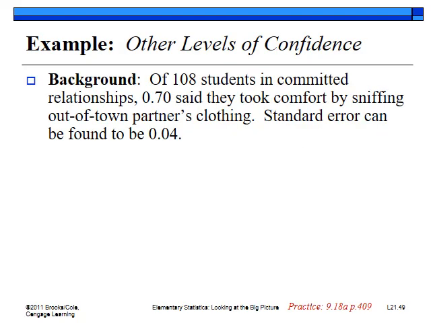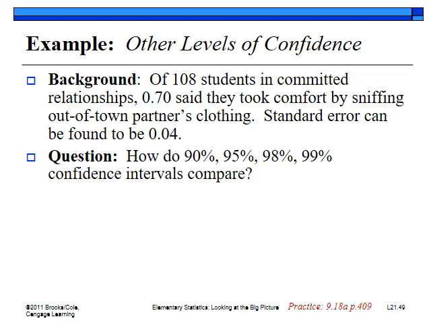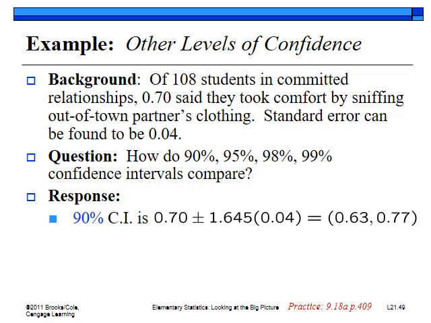Here's an example. If we've got a sample of size 108, these are students in committed relationships, 70% said they took comfort by smelling their out-of-town partner's clothing. If we compute the standard error, we get something around 0.04. So what do the 90, 95, 98, and 99% confidence intervals look like? The 90% confidence interval would be 0.7 plus or minus 1.645 times the standard error, which gives us a confidence interval from 0.63 to 0.77.